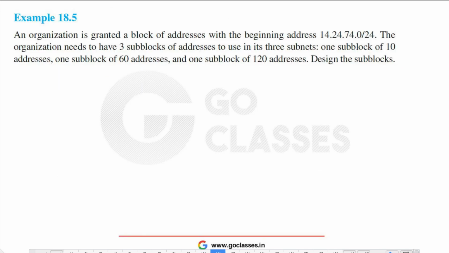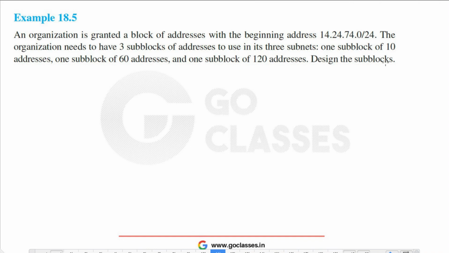Now let's solve this question. An organization is granted a block of addresses with the beginning address of this one. The organization needs to have three sub-blocks of addresses to use in its three subnets. One sub-block of 10 addresses, one sub-block of 60 addresses, and one sub-block of 120 addresses.